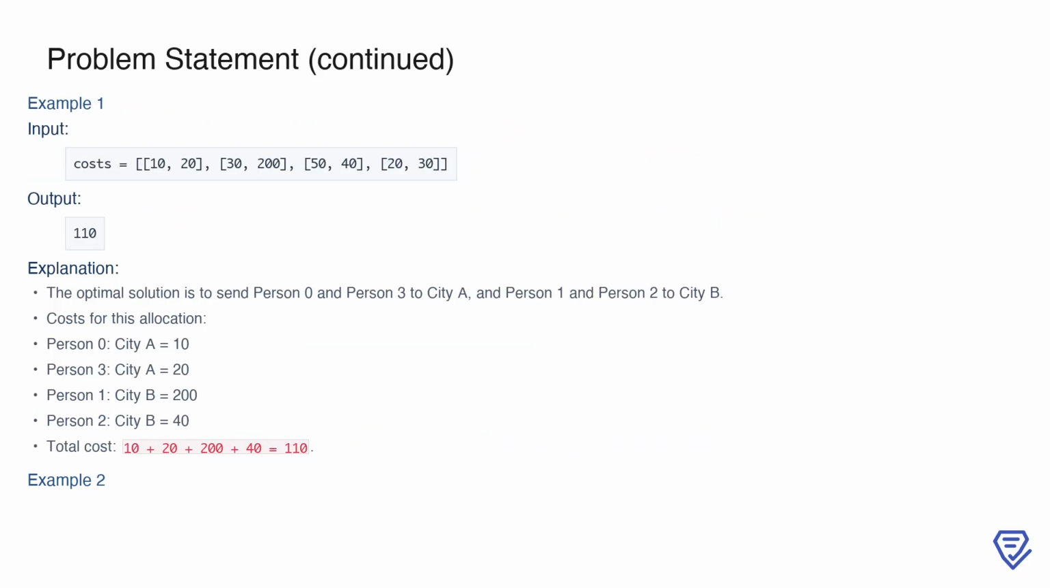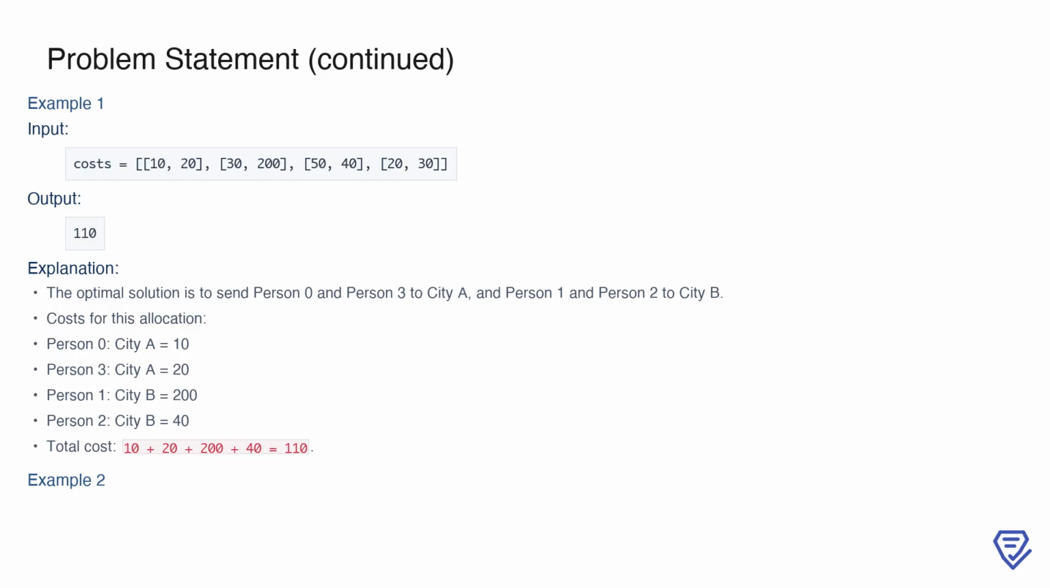Let's take a look at the first example. Here, the input costs list is [10, 20], [30, 200], [50, 40], [20, 30]. Each subarray represents the travel costs for a person to City A and City B, respectively. The goal is to send exactly two people to each city while minimizing the total cost.